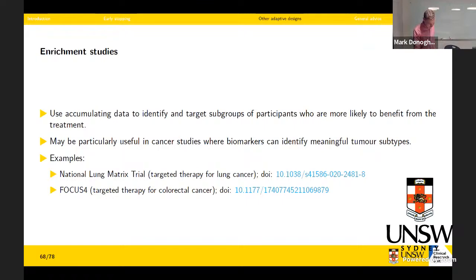I've included a couple of examples here. They're both pretty similar. So they're both about targeted therapy for cancer, and in both cases, participants were genotyped at the start of the study, randomly assigned to treatments, but then as treatments showed more efficacy in certain subgroups of patients, then patients with those same characteristics were targeted to receive those treatments further on in the study.